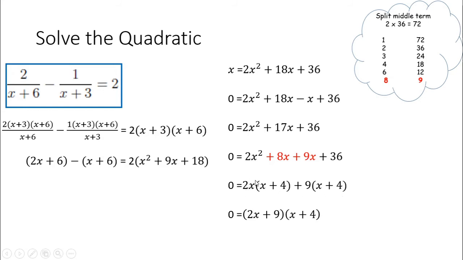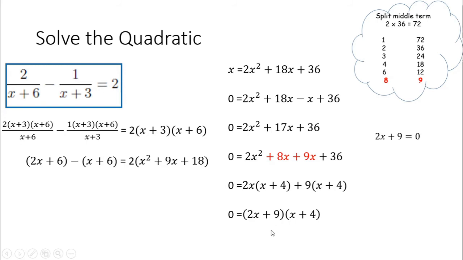Up above, I would have done 2x times x and 2x times 4 plus 9 times x plus 9 times 4. Same thing down here, just following the loops. 2x times x, 2x times 4. Then 9 times x and 9 times 4. So I factorize this as much as I can. I've got a factorized quadratic equal to 0. That means either this is 0 or this is 0, because the only way two things can multiply to make 0 is if either one of them is 0.